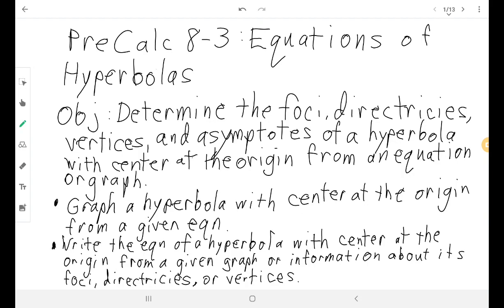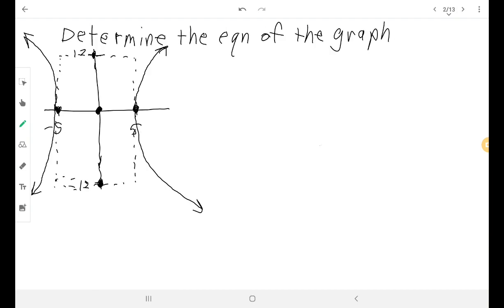First, to determine the foci, directrices, vertices, and asymptotes of a hyperbola with center at the origin from an equation or graph. Next, we want to be able to graph a hyperbola with center at the origin from a given equation. And last, we want to be able to write the equation of a hyperbola with center at the origin from a given graph or information about its foci, directrices, or vertices. So let's look at our first problem.